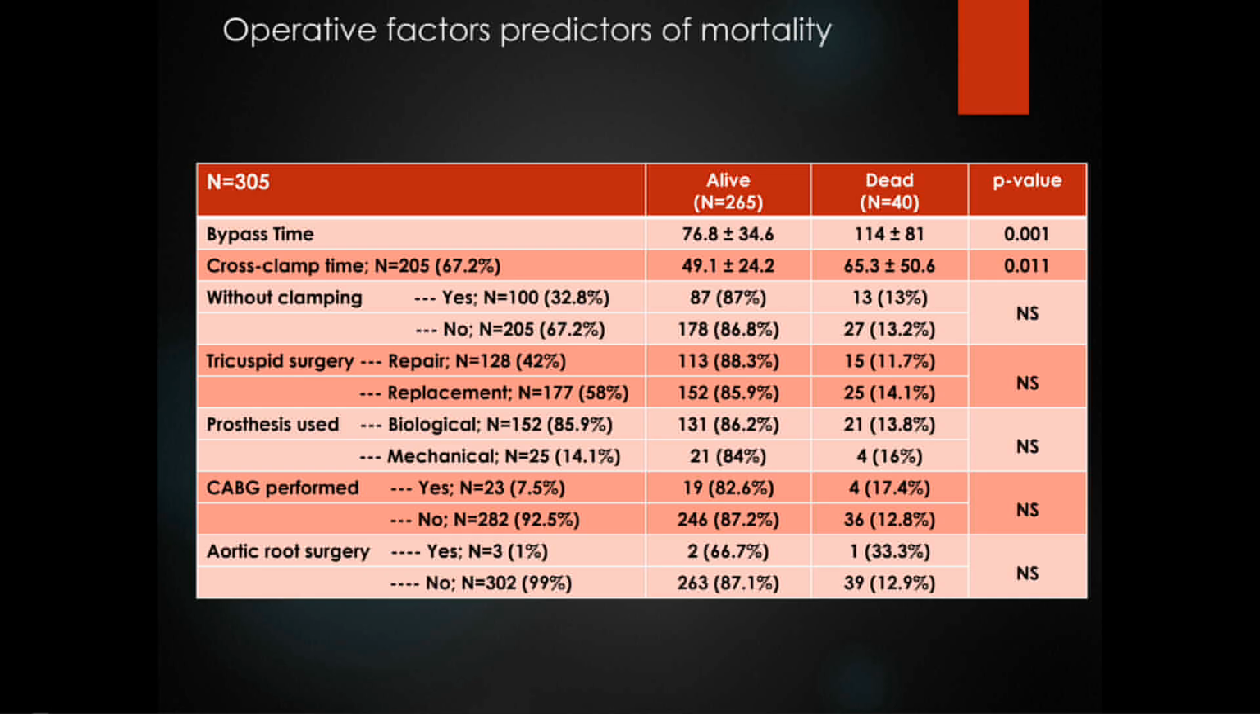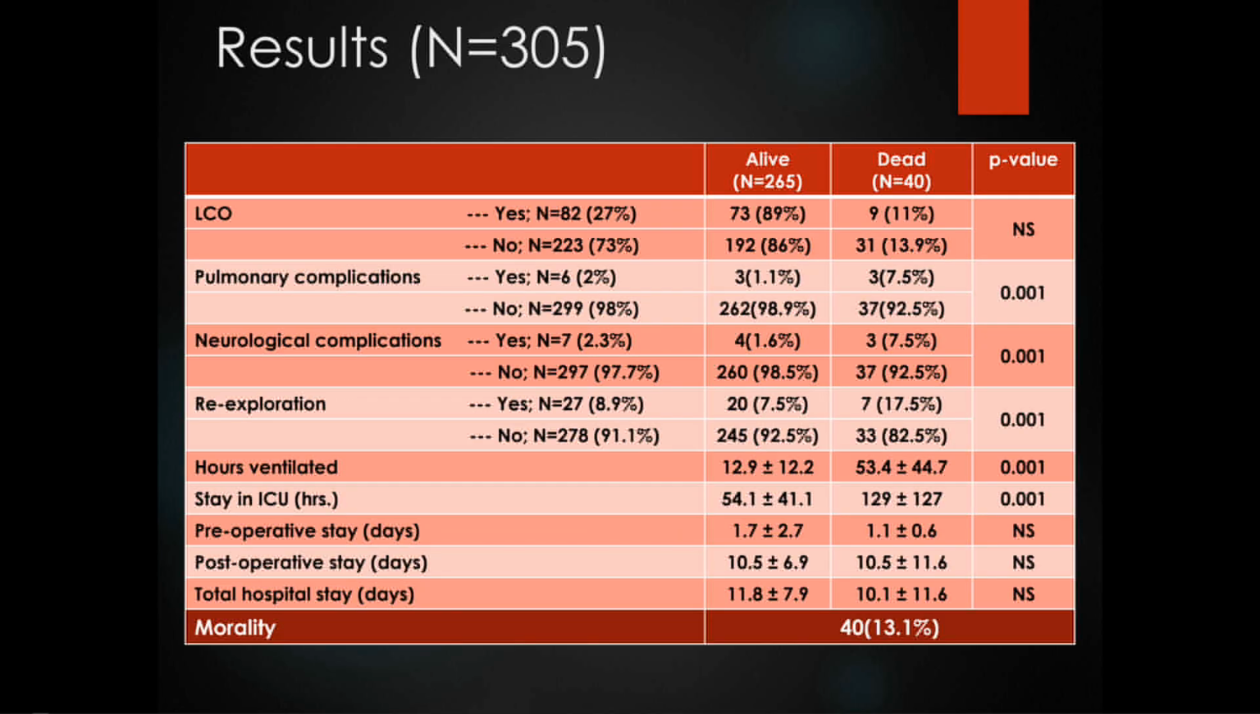These are the operative predictors of mortality. We found that the most significant were the bypass time and the cross-clamp time. Here are the results for the 305 cases, with a total mortality of 13.1%, a total of 40 cases. The main complications were low cardiac output and neurological complications, which were significant in these patients, and the hours ventilated.